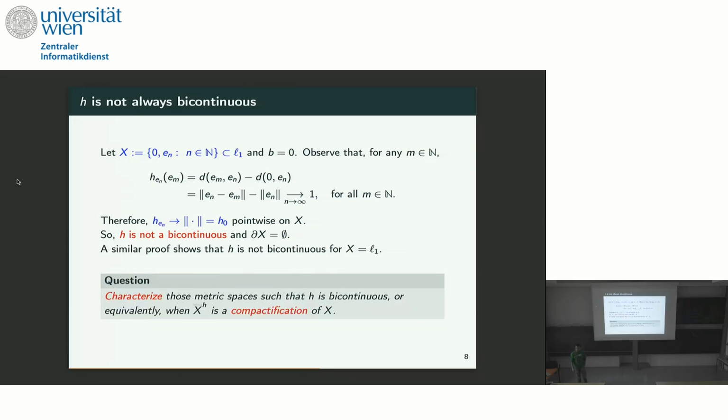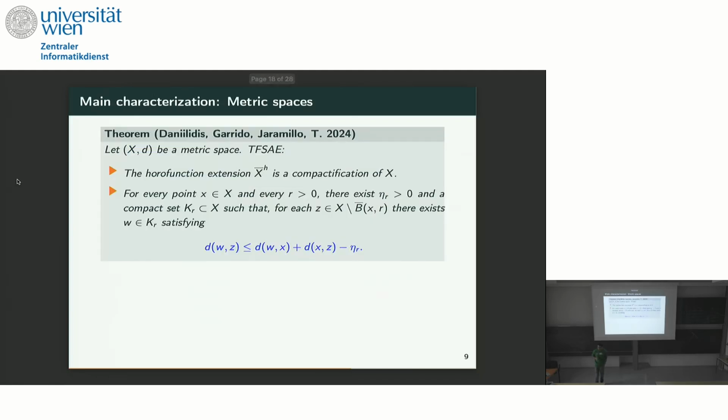So our main question: can we characterize those metric spaces such that H is bicontinuous or a homeomorphism? Or equivalently, whether the Horofunction extension of a metric space is a compactification of our initial space? The answer is gladly yes. And we have it somehow.